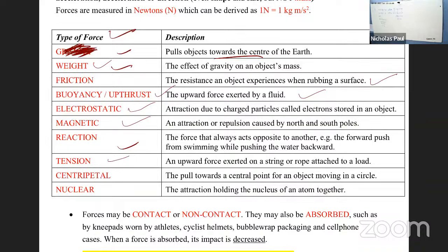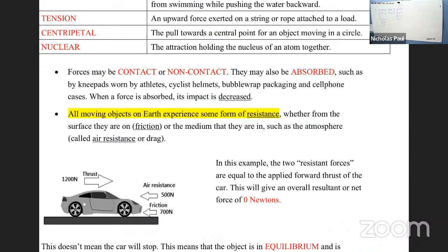Tension, if you were to pull a rope, the rope has tension. Centripetal force, if something is moving in a circle, the force that keeps it in the circle is called a centripetal force. We'll see more of those later on. And nuclear force is like the force in an atom, the force that holds the protons and neutrons together. All right, so all those are forces that we should have an idea about.